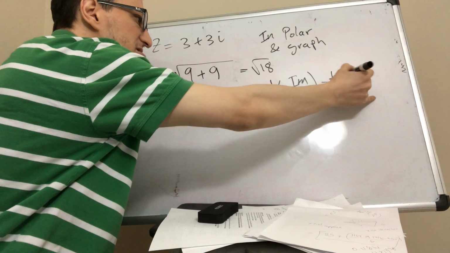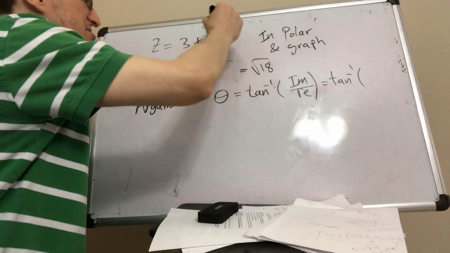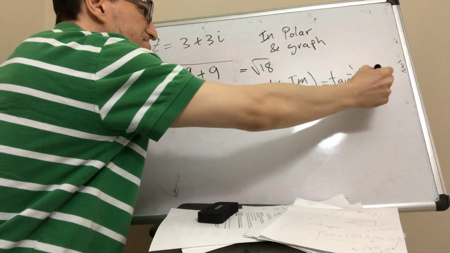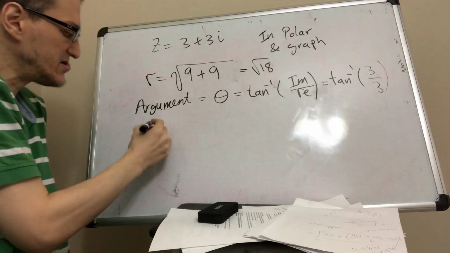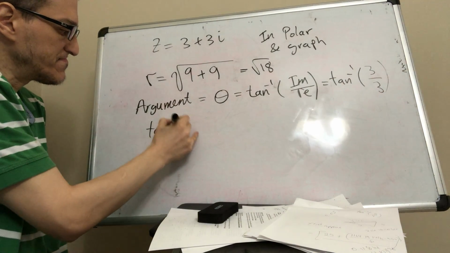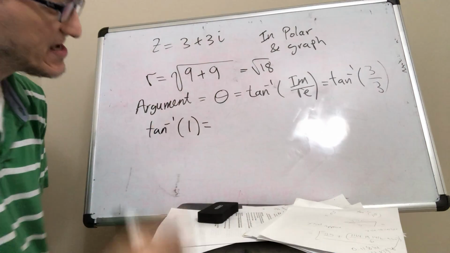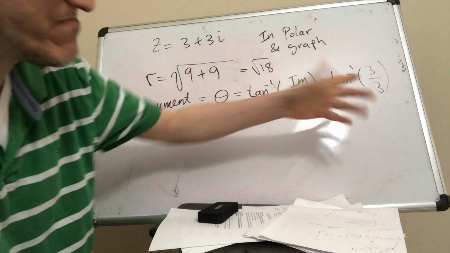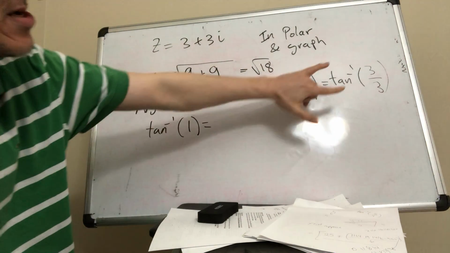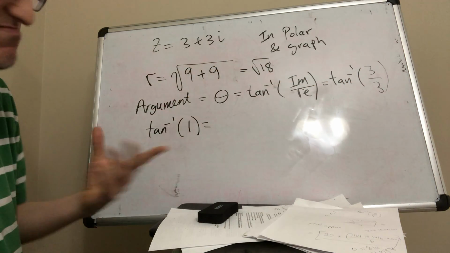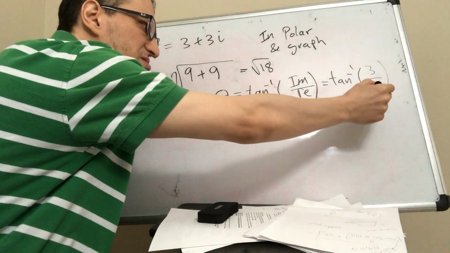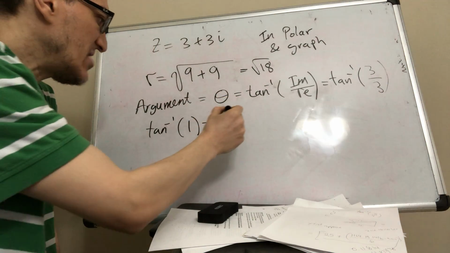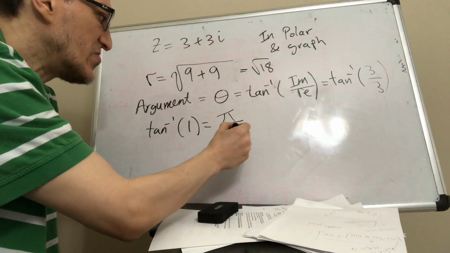So it's tan inverse, imaginary is 3 and the real is 3. So it's tan inverse of 1. And since both of them are positive, you have to make sure both of them are positive, it means it's in the first quadrant. Because both positive. And that would give you pi over 4.